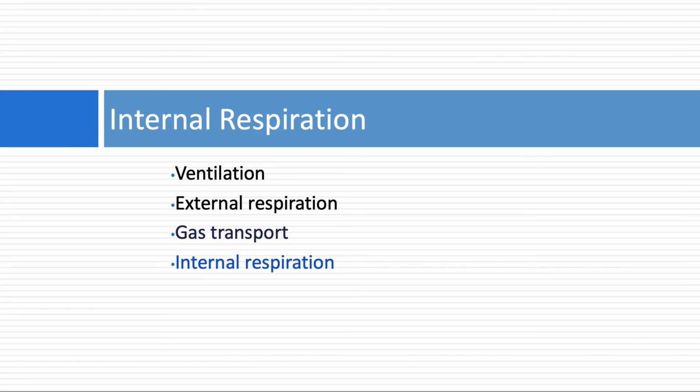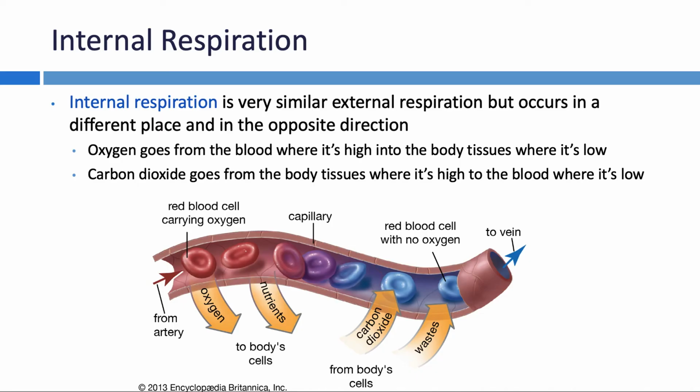Internal respiration is our last step in this direction. Internal respiration is very similar to external respiration, but it's going to occur in a different place and in the opposite direction. So oxygen is going to go from the blood, where it has a high concentration or partial pressure, into the body tissues where it's lower. Carbon dioxide is going to go from the body tissues where it's higher, because that's where it was made as a byproduct of cellular processes, and then it's going to diffuse into the blood where it's low. So this is internal respiration.